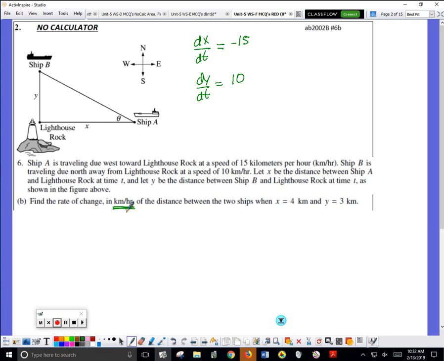We want to know at the instant when this is 3 and this is 4, just at that instant, how fast is this distance changing? Traditionally we call that c. They made part of it easy because it's a 3, 4, 5 right triangle. It's a 3, 4, 5 right triangle.